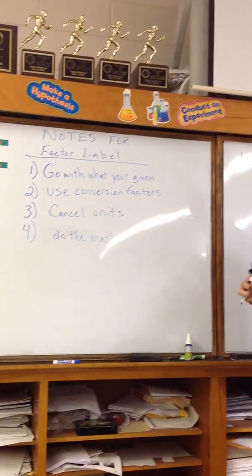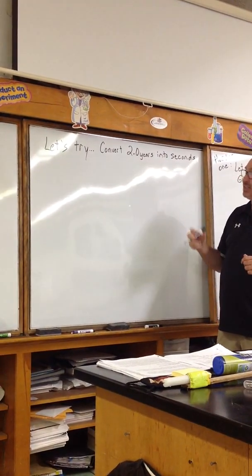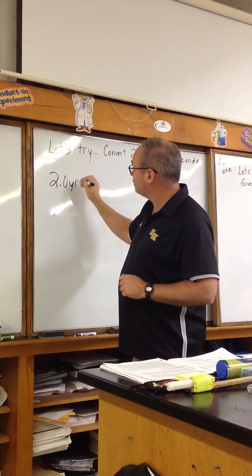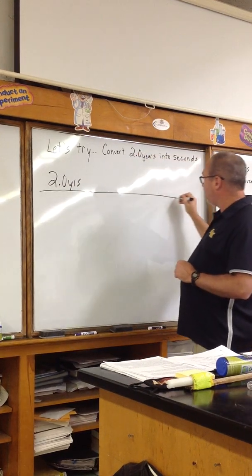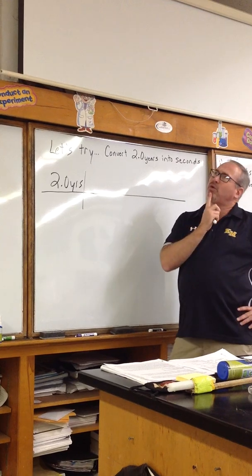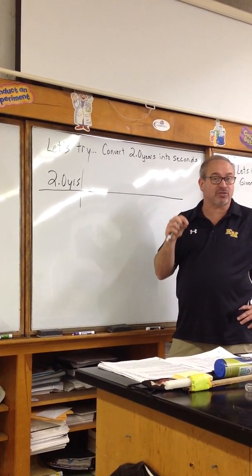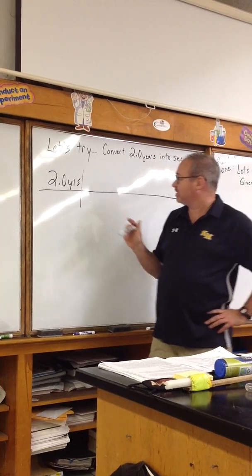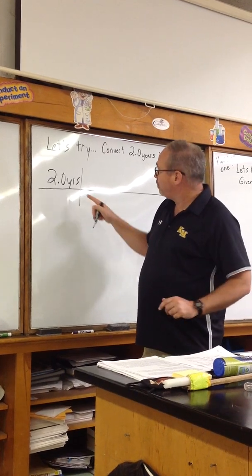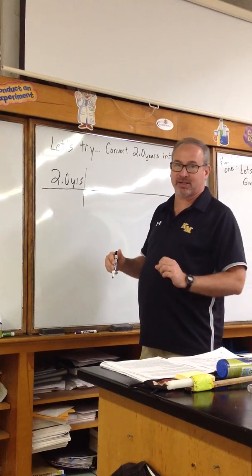I'm going to slide over here, and let's convert exactly 2.0 years into seconds. So go with what you're given, 2 years, and I'm going to draw a long line. I stop and ask myself, what do I know about a year? There's 365.25 days if you want to be exact. So where do I put years and where do I put days? You have to cancel out years, so it has to go on the bottom to get rid of it.